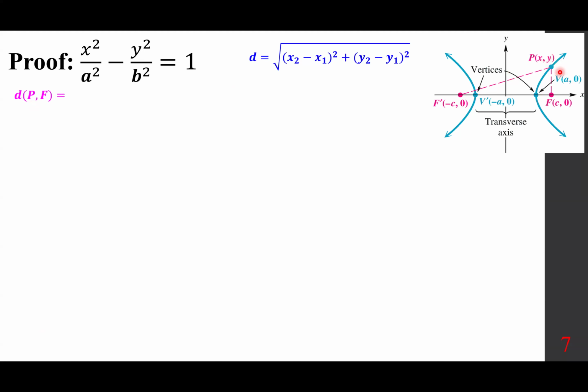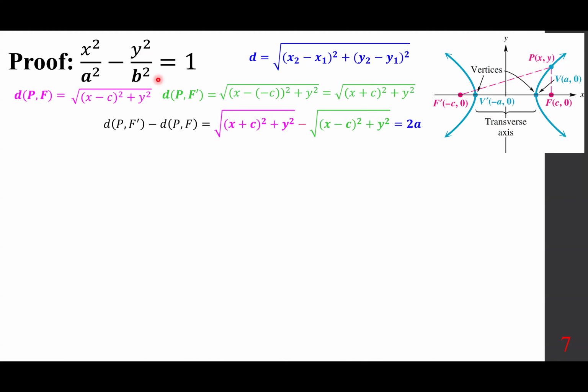So from here to here, we are going to follow the distance formula, x sub 2 minus x sub 1 quantity squared plus y sub 2 minus y sub 1 quantity squared under the radical. So x minus c quantity squared plus y minus 0 quantity squared under the radical. What about this distance? PF prime, same concept, x plus c quantity squared plus y minus 0 quantity squared under the radical, and x minus c becomes x plus c. And we know the difference between the two, we said it's 2a. So the difference between these two is 2a.